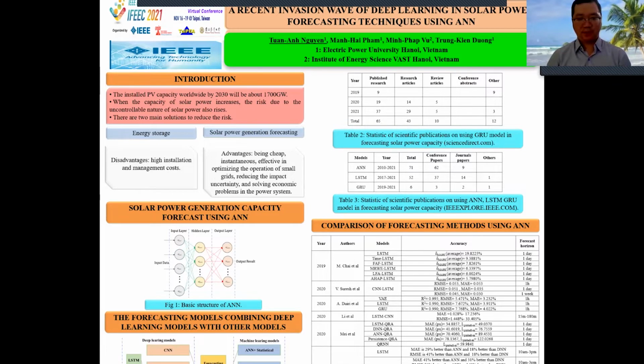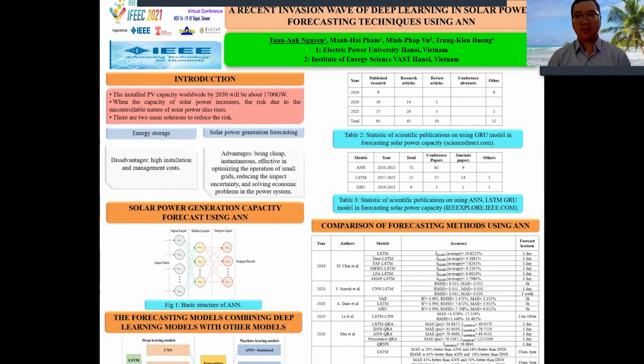The power output is a challenging issue of solar power because it is highly dependent on uncertain and uncontrollable factors such as solar radiation, atmospheric temperature, wind, pressure, and humidity. When the capacity of solar power increases, the risk due to the uncontrollable nature of solar power is on the rise. So, energy storage and solar power generation forecasting are two main solutions to reduce the risk.